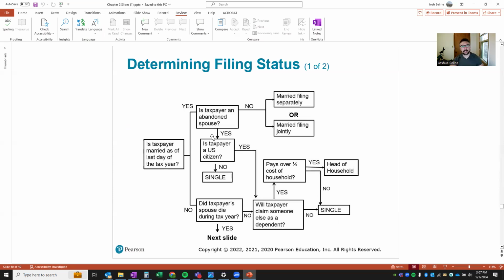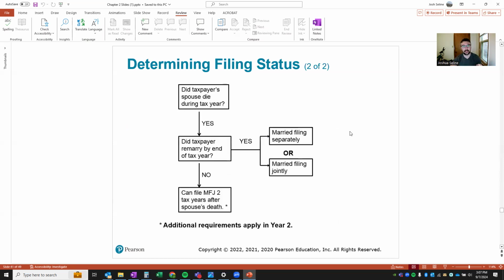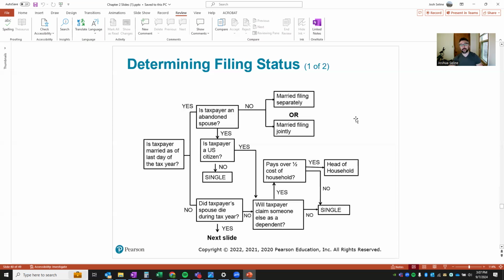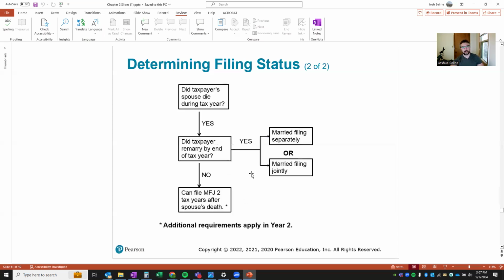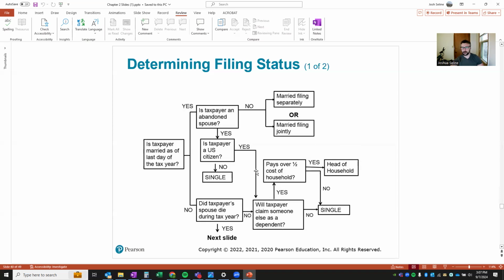Determining filing status: is the taxpayer married as of the last day? I'm not going to read through all these again. This would be another good one to print out alongside this one, to determine what the filing status is. If you're married at any point through the year, you can file married filing joint or married filing separate, but not single, not head of household. It kind of goes into all of these. This would be a good one to print out and just kind of go over once in a while.